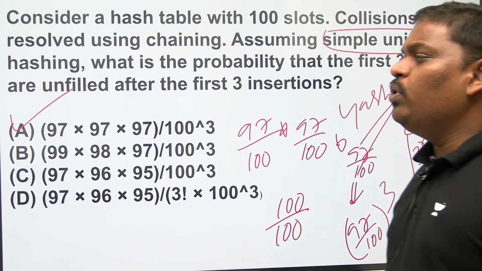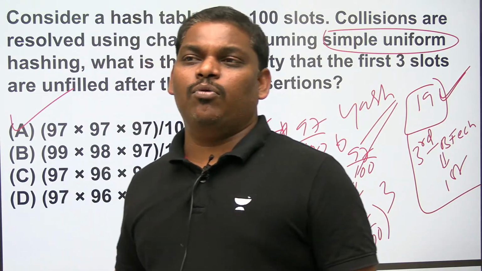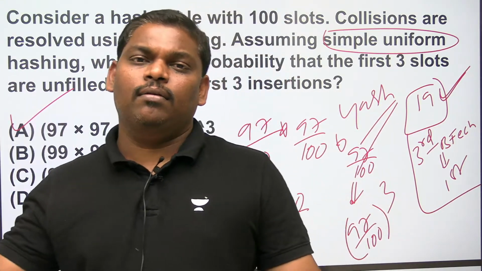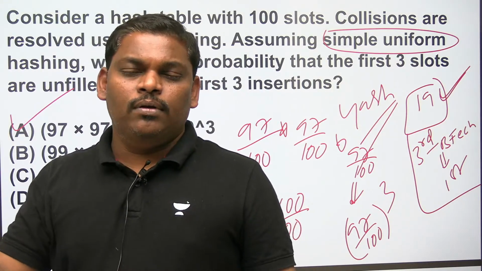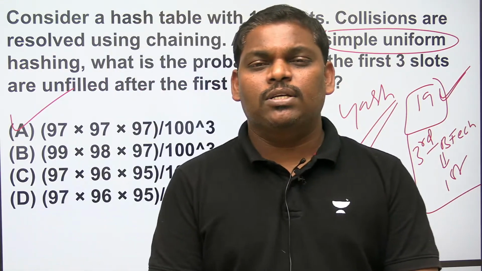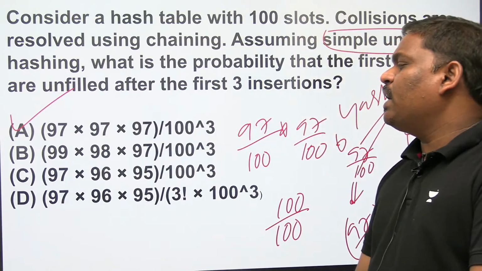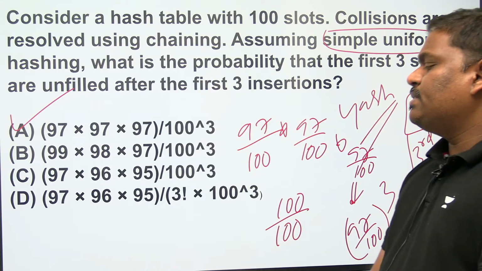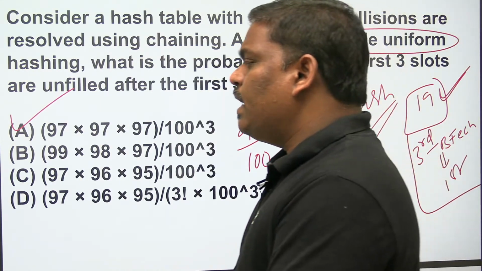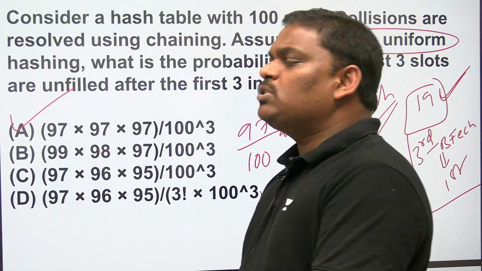See, simple uniform hashing, no condition here. What do you mean? It can go anywhere. Some people are asking, sir, an element is already there, how can it go? That is the meaning of simple uniform hashing. It can go anywhere other than the first 3 places, because you don't want the first 3 places. So first time 97 by 100, second time also 97 by 100, third time also 97 by 100.